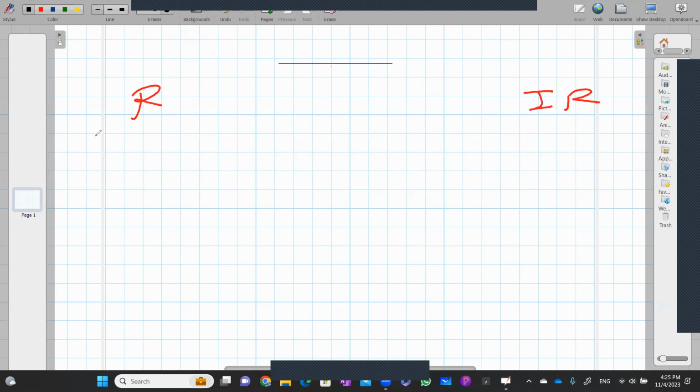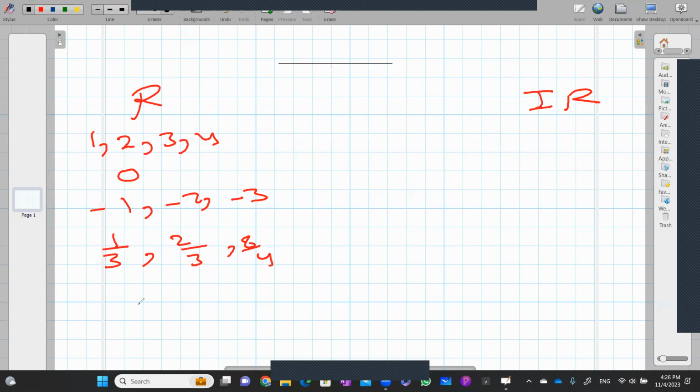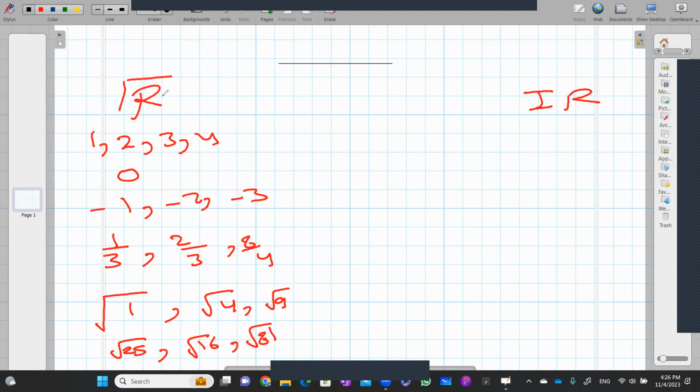Rational numbers: all positive integers 1, 2, 3, 4, and we have 0, also negative numbers. All these numbers are rational numbers. All the fractions are rational numbers, 2 over 3, 8 over 4. Also, if I have square root of a perfect square, square root 1, square root 4, square root 9, square root 25, square root 16, square root 81, all square roots of perfect squares are rational numbers.